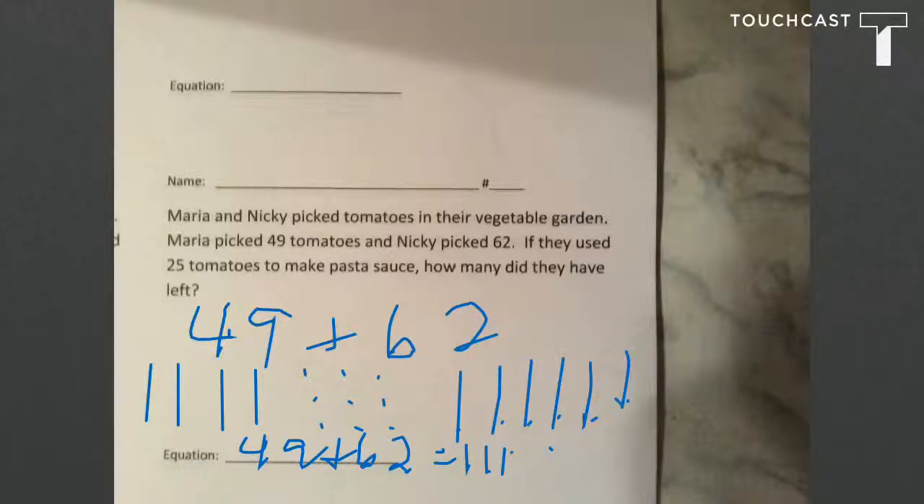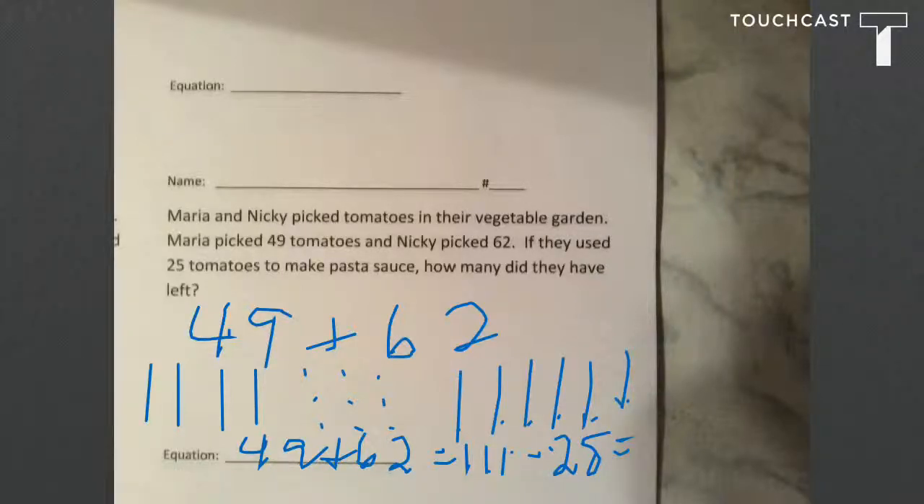But now I've got to answer the question that it's asking me. If they used 25 tomatoes to make pasta sauce, how many did they have left? So we've got our answer of 111, that is the sum, which we've been learning about in class. And now we're going to take away 25 because we want to find the difference between what they started out with and what they have now. So 111, which is all of these that you see here, I've already got my tens done. So now I can just take away 25.